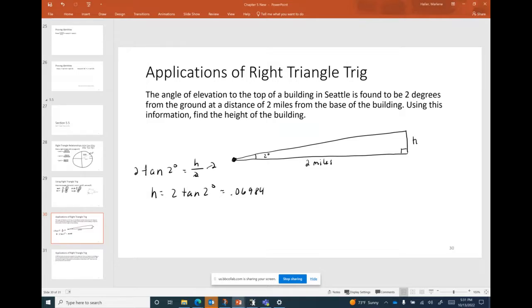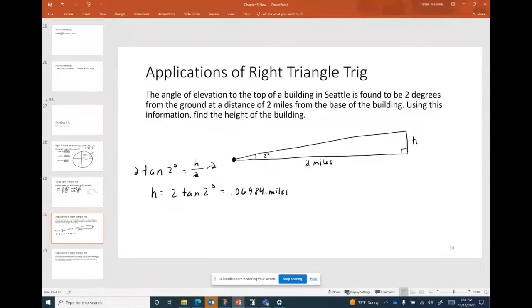More decimals. Now that's kind of weird, isn't it? What are the units? Well, it's in miles, right? Would we really want to specify the height of a building as 0.0694 miles? Probably not. We probably would want to express that as feet, right? So we should probably convert this answer to feet.